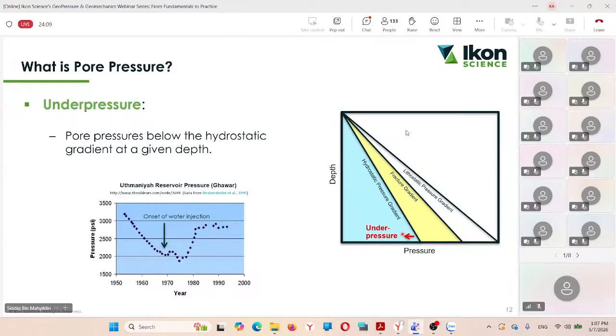For example, we have quick fault activities, and then the drainage of the pressure to a certain other part of the reservoir. Then you will see the drop in the pressure under hydrostatic, but over the geological age, it will be in equilibrium and it will go back to hydrostatic basically. So the most common reason for seeing under pressure is depletion itself.